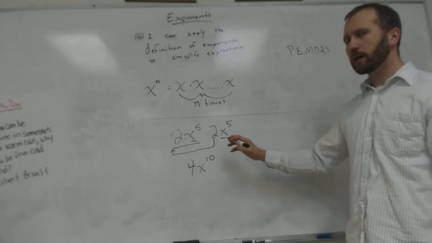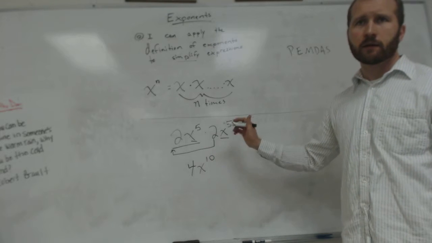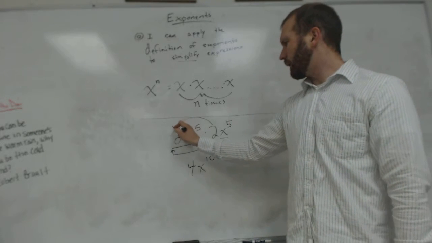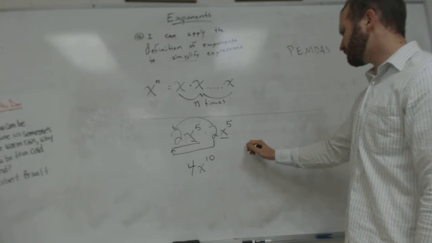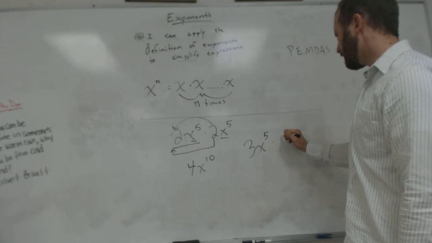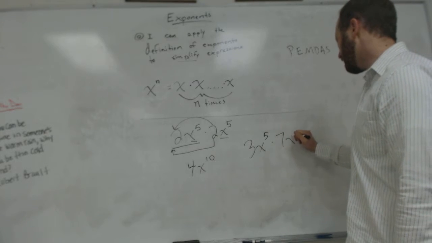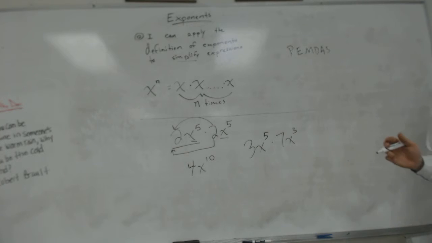Do you guys understand how I got that? It's not 2x to the 10th. These 2's are separate from the x raised to the power. So if I had 3x to the 5th times 7x to the 3rd, what would I do?